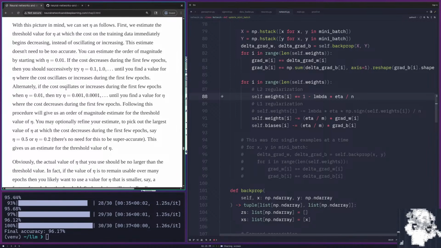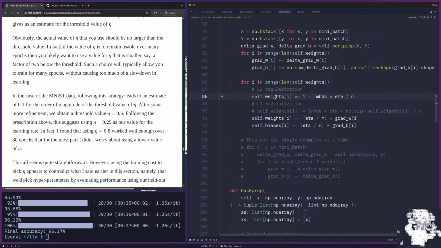Alternatively, if the cost oscillates or increases during the first few epochs where eta equals 0.01, then try 0.001, 0.0001, etc. until you find a value for eta where the cost decreases during the first few epochs. Following this procedure will give us an order of magnitude estimate for the threshold value of eta. You may optionally refine your estimate to pick out the largest value of eta at which the cost decreases during the first few epochs, say eta equals 0.5 or eta equals 0.2. There's no need for this to be super accurate. This gives us an estimate of the threshold value of eta.